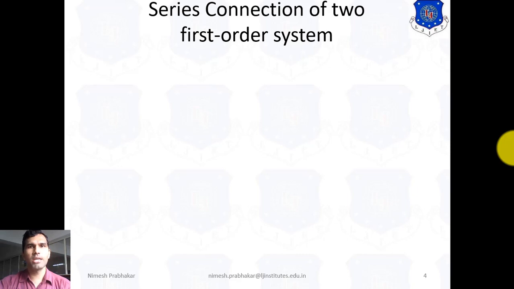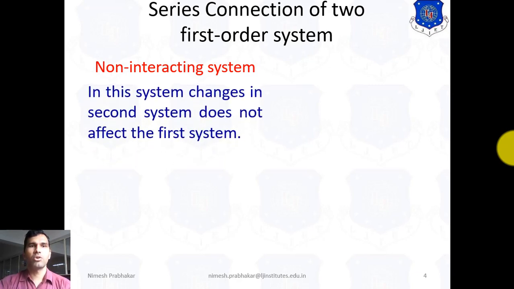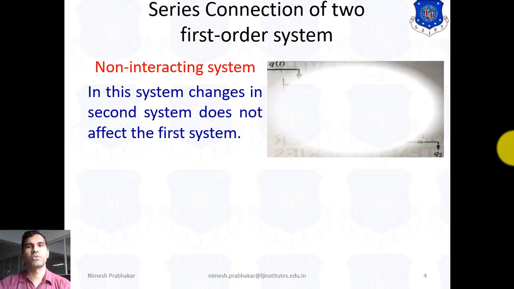There are two ways to connect first order systems in series. We can connect two first order systems by the non-interacting method, and we can also connect them by the interacting method. Here we first discuss the non-interacting system. In this system, a change in the second system does not affect the first system.